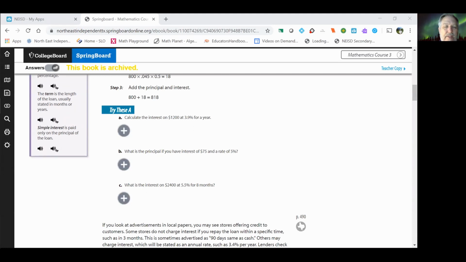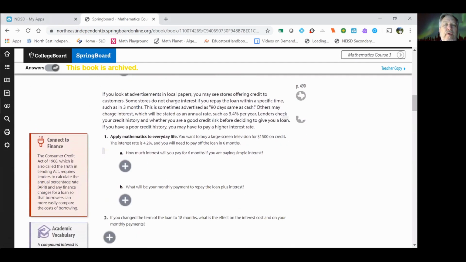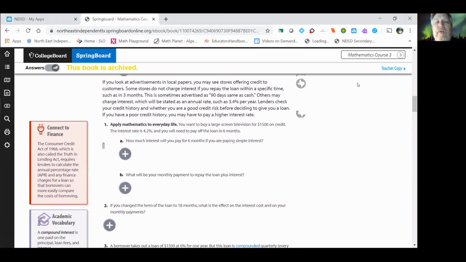If you look at advertisements in local papers, you may see stores offering credit to customers. Some stores do not charge interest if you repay the loan within a specific time, such as 3 months. This is sometimes advertised as 90 days, same as cash. Others may charge interest, which will be stated as an annual rate, such as 3.4% per year. Lenders check your credit history and whether you are a good credit risk before deciding to give you a loan. If you have a poor credit history, you may have to pay a higher interest rate.